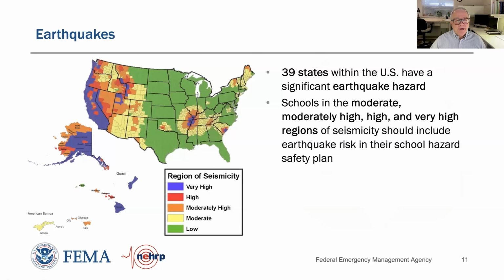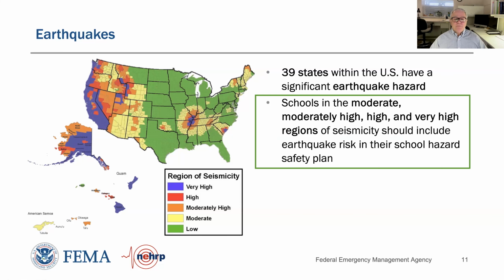So let's start with earthquakes. You can see in this chart, the map on the left gives you a color coding of regions of seismicity from a very high, the purple color, to a low, which is the green. 39 states in the United States have a significant earthquake hazard. Schools in the moderately high, high, and very high regions of seismicity should include earthquake risk in their school hazard safety plan.